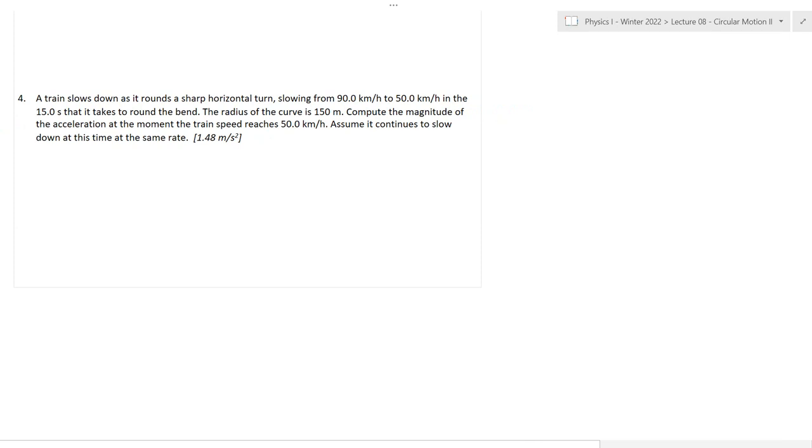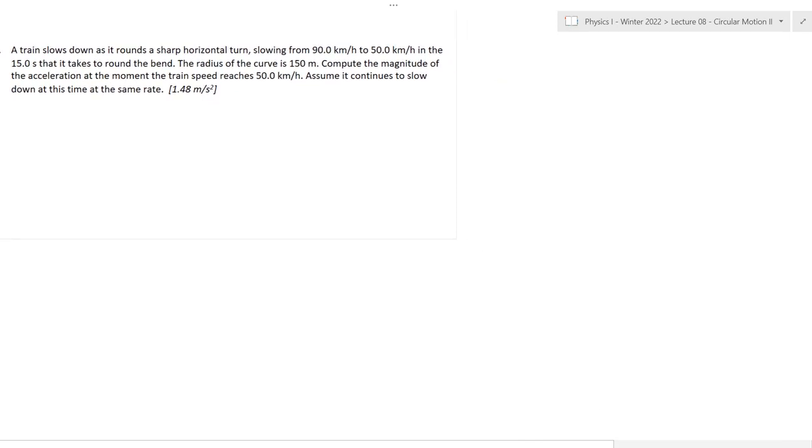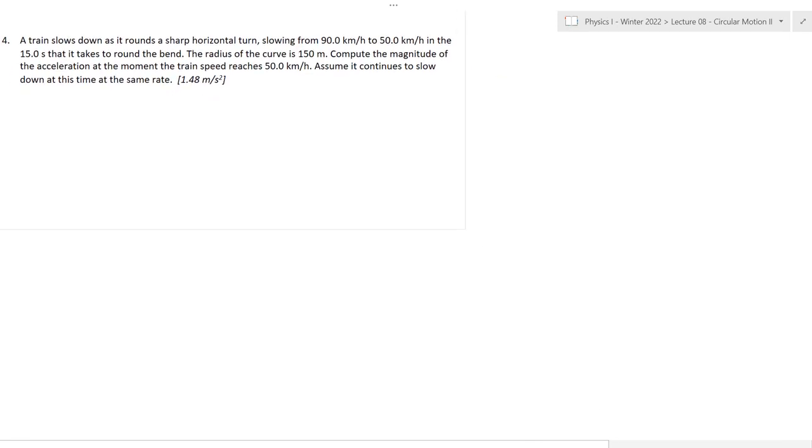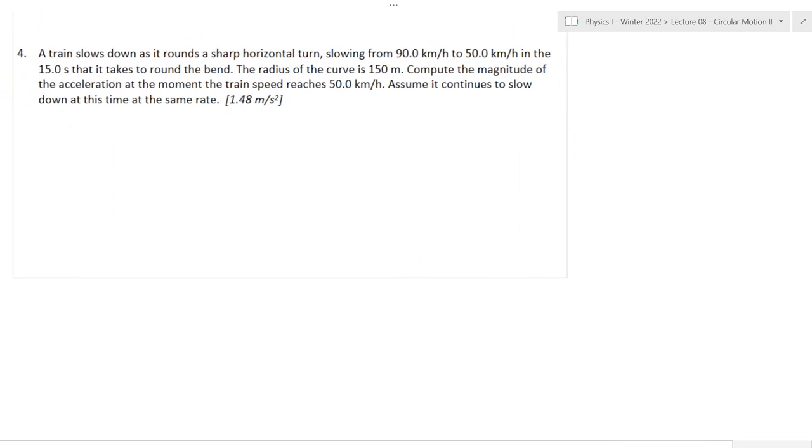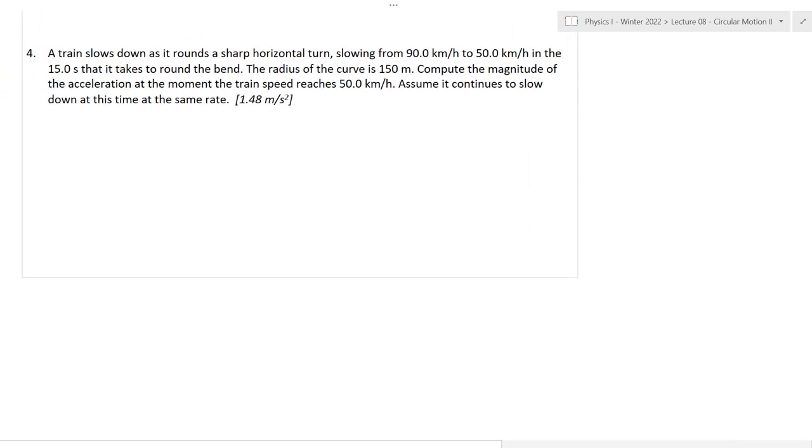Okay. A train slows down as it rounds a sharp horizontal turn, slowing from 90 kilometers an hour to 50 kilometers per hour in the 15 seconds that it takes to round the bend. The radius of the curve is 150 meters. Compute the magnitude of the acceleration at the moment the train speed reaches 50 kilometers per hour. Assume it continues to slow down at this time at the same rate.